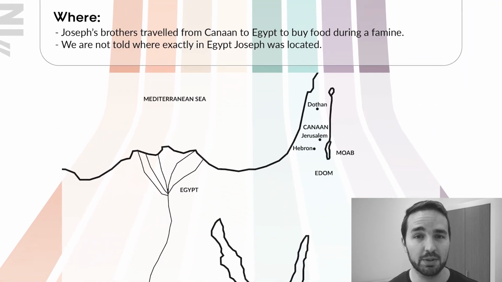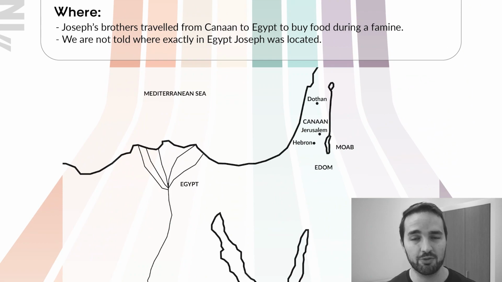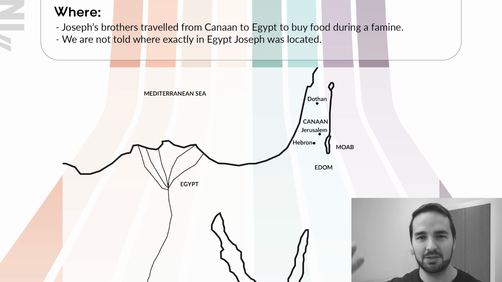Where did these events take place? Well, grab your map and get ready to reference. Jacob lived in Canaan, up there by the Dead Sea. We've been talking about that area for quite a while now. Now, he had to send his 10 boys, or in this chapter, his 11 boys, down to Egypt, which was southwest of him, to buy food.